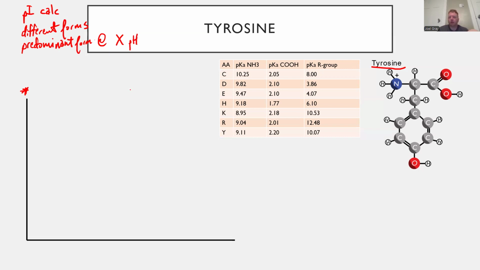So the first thing that I want to do is draw a titration curve for tyrosine. Now, tyrosine is an amino acid that has a single letter code of Y and a three-letter code of TYR. Over here, what you'll notice is the table that corresponds to all of our different pKa values. We have Y, it's got three pKa's: 9.11, 2.20, 10.07.